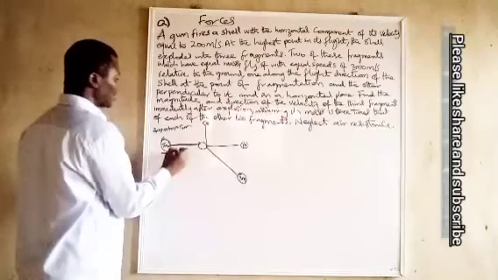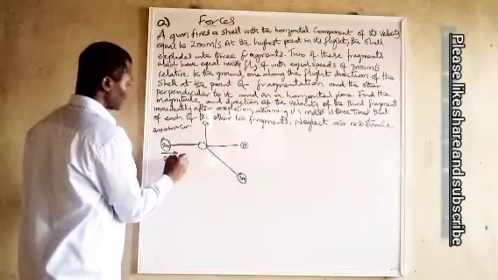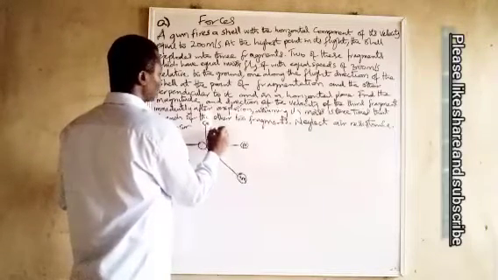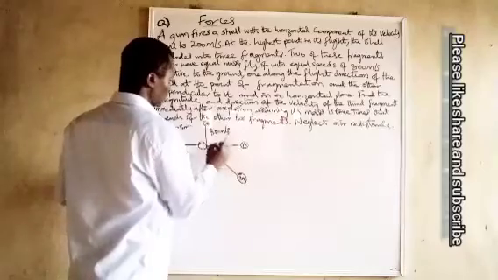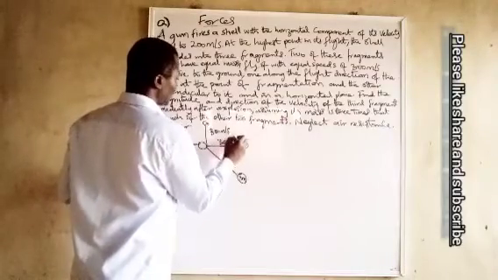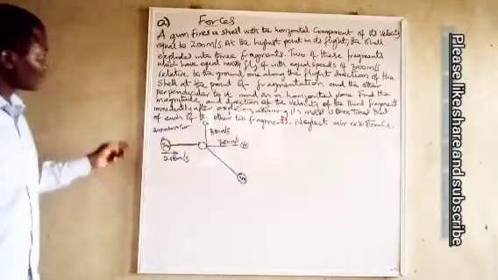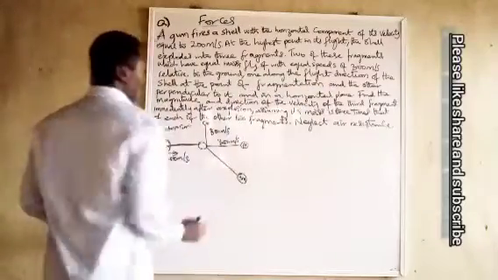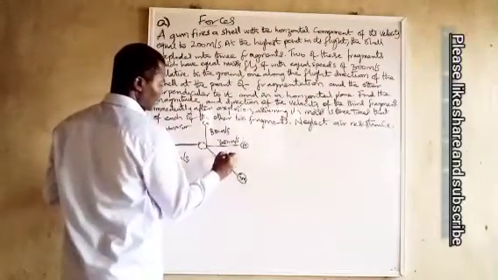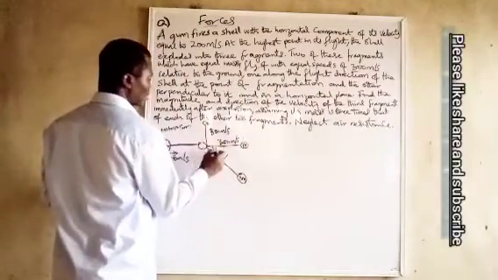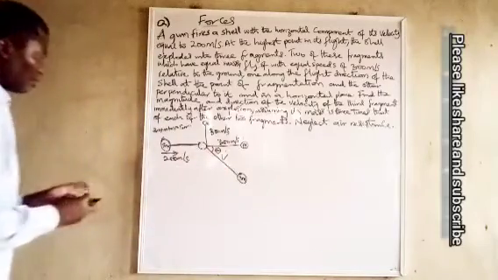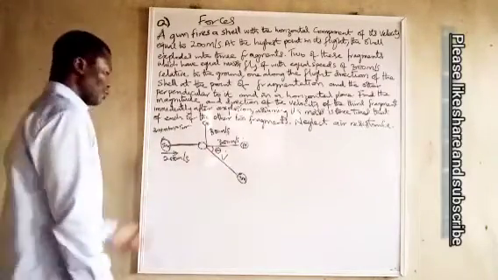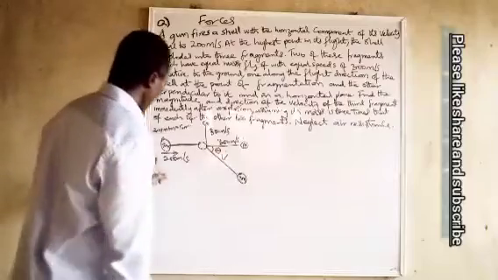I was told that its velocity is 200 meters per second. And this one is 300 meters per second. This one too is 300 meters per second. But this one, we don't know it. Let's call this one V. But we know the mass. And we don't know this angle. Let's call it theta.